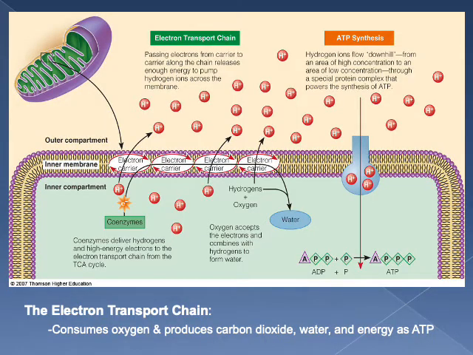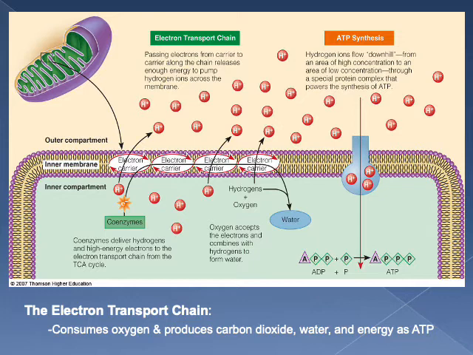The electron transport chain is the last stage in the metabolism of your energy nutrients, and it takes place in the mitochondria of the cell. You're not responsible for knowing all the detail, but just to run through it real quickly, if you look in the lower left-hand corner of the slide, coenzymes are delivering hydrogens and high-energy electrons to the electron transport chain, and they come from the TCA cycle.